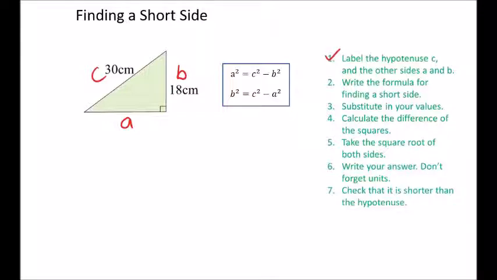Second step, write the formula for finding a short side. Because we want to find A, we're going to choose the top version of the formula, which is A squared equals C squared minus B squared. That will make our calculations a little bit easier.